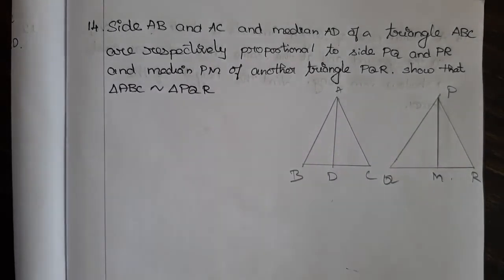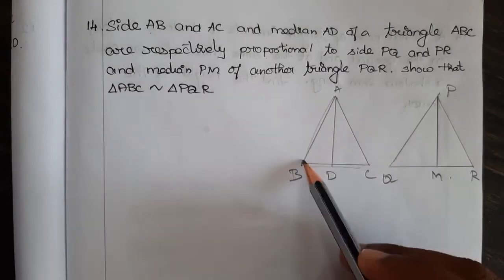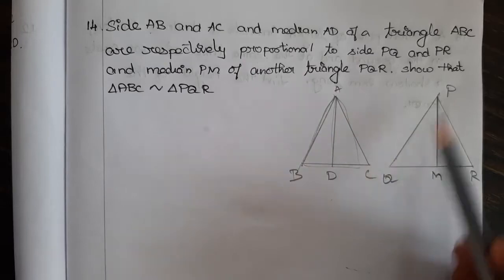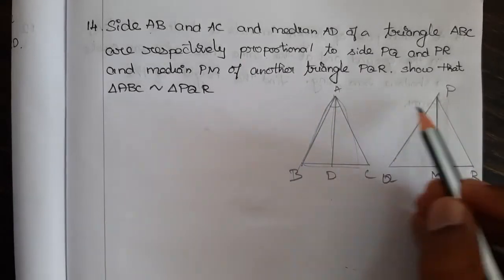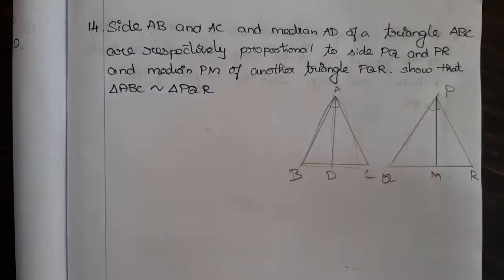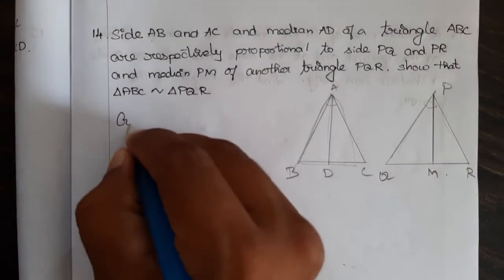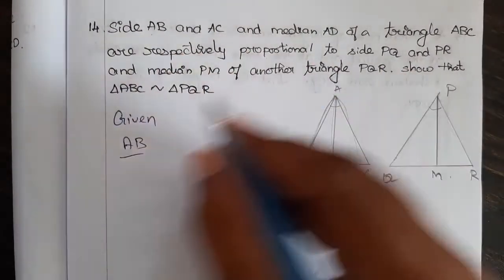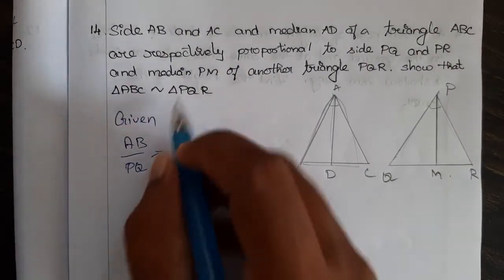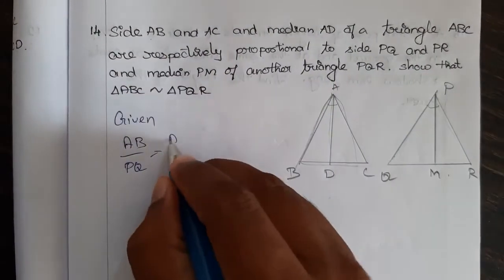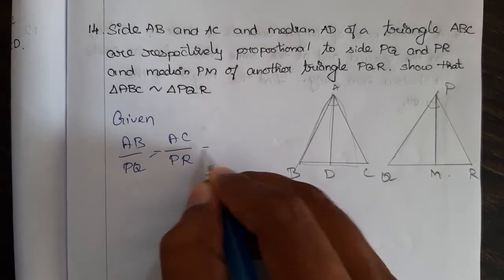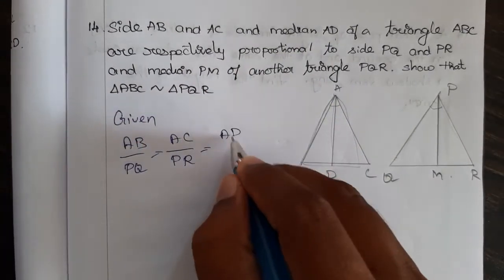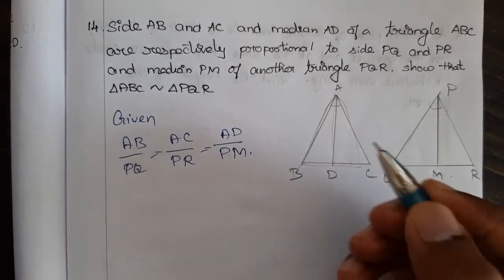So previously it was given that this angle, this side and this side are in proportion. Here it is given AB, AC and the median AD, this side. So we have to prove these angles are equal. So what is given? Given AB by PQ is equal to AC by PR is equal to AD by PM. So this is what is given.